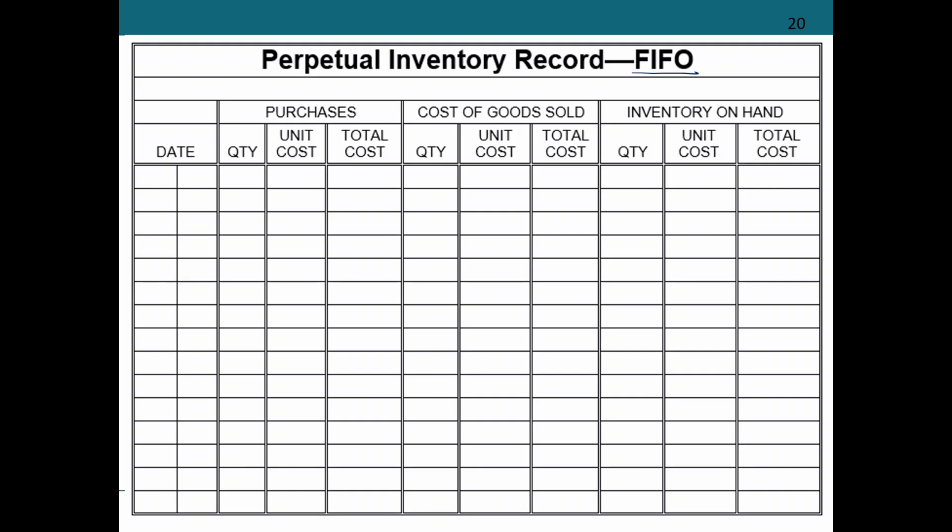Now you'll see the column labels here. So first we have our purchases. We'll record any purchases there. And then when we have a sale, we record them in the middle area under the cost of goods sold. And note that this is the cost. So we're not recording anything to do on the revenue side. In these charts, we're just tracking the cost side. So the cost of the inventory sold. And then the final column is our inventory on hand. So what we are left with after all of this happens.